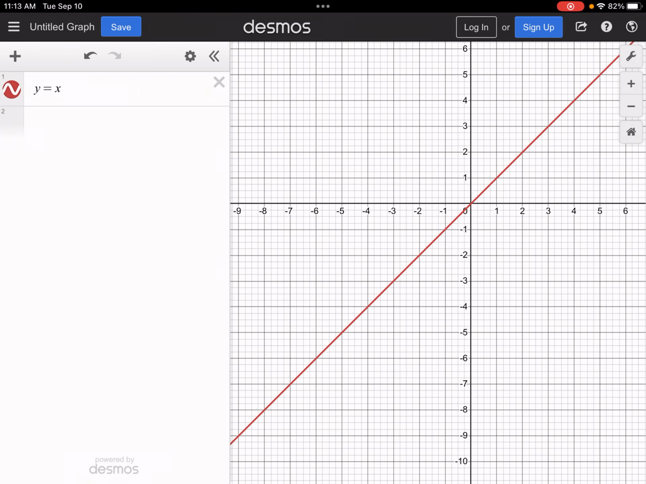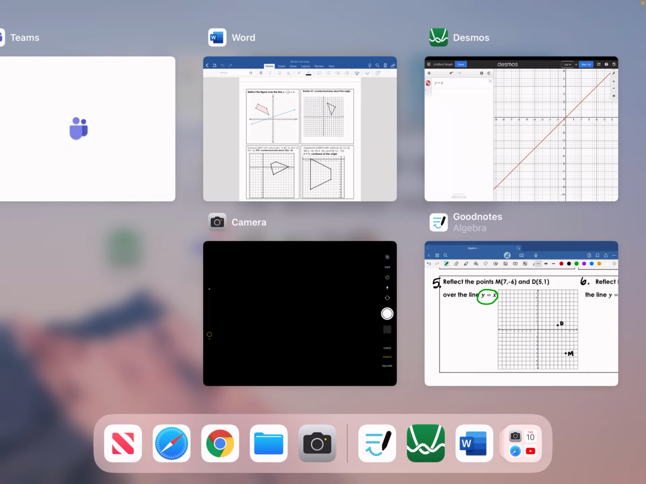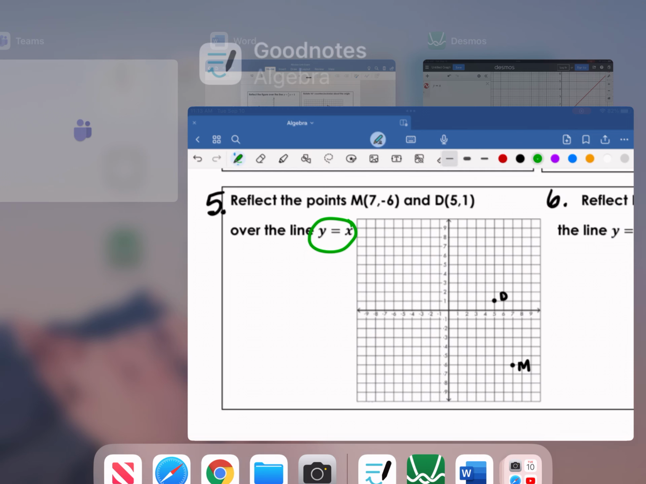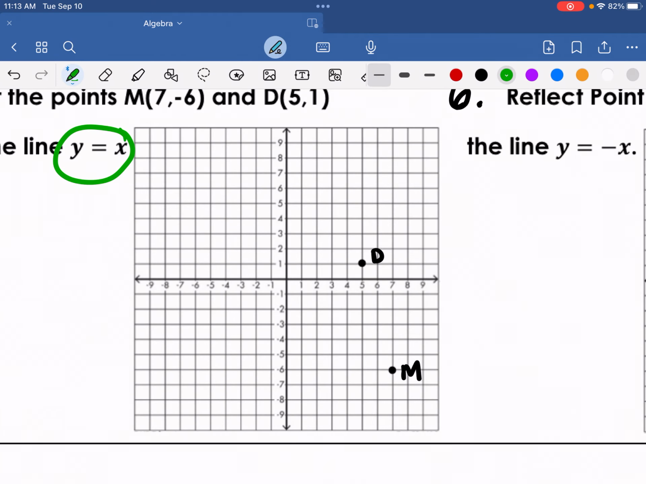So let's come back. First I'm going to draw that line. I'm going to do a couple points: (1, 1), (2, 2), (3, 3), 4, 5, 6. Now I'm going to go backwards. I'm going to grab my ruler and connect those dots.